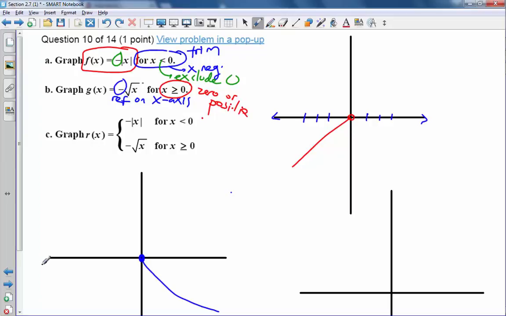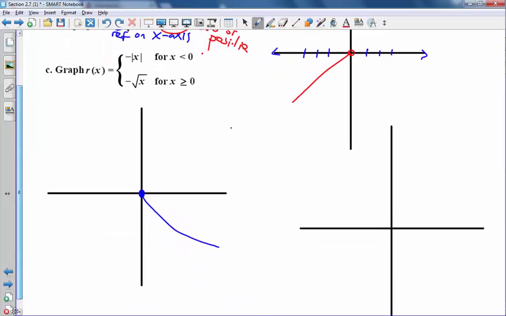Finally, how do we use A and B to make the final graph? This is all you need to do. Look, part C is a combination of both. This means left side. On the left, your graph is going to look like part A, absolute x with a minus sign in front. On the right, this is the positive side, you're going to make negative square root x, the blue picture. So you need to just take these and move it down here.